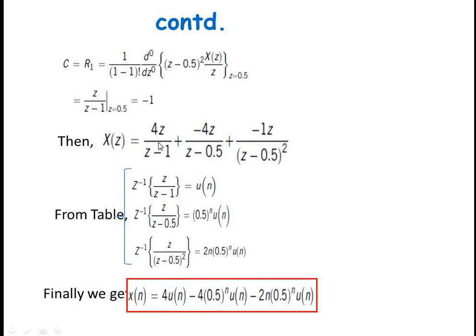So we know the form, this 4 is a constant and the next term z divided by z minus 1 is the u of n, and -4, again -4 is a constant, z divided by z minus 0.5 in the form of a power n u of n, and again plus and minus will give minus z. So z divided by z minus 0.5 square. So it is in the form of z a power n u of n, and here we are having square. So n a power n u of n. So at last we found the value of x of n directly from the tabulation values.